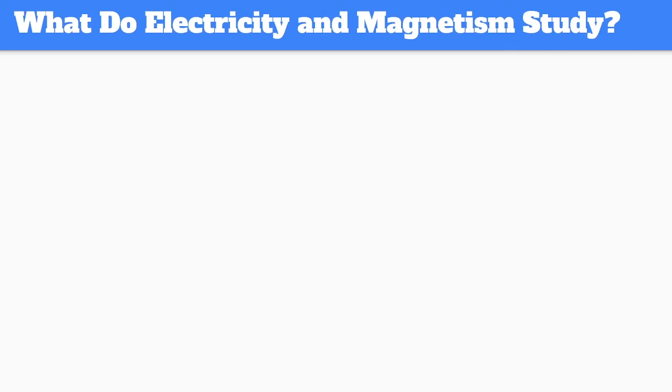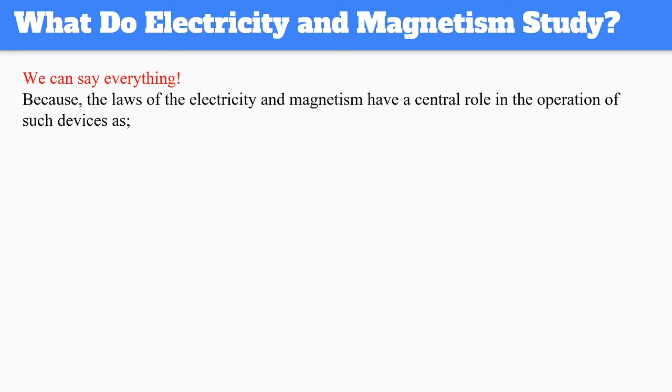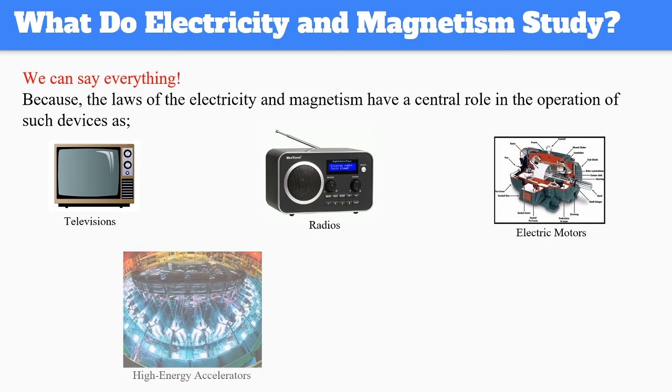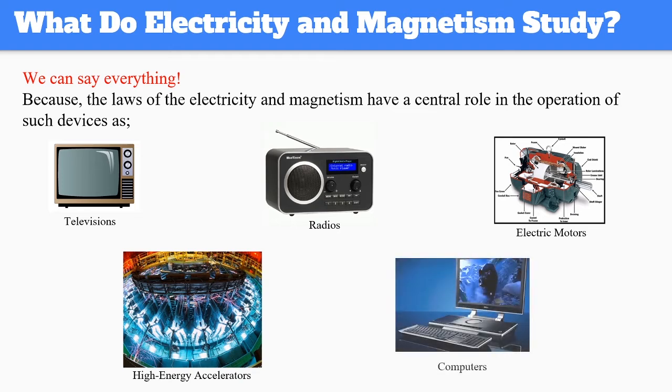So you can watch this video. It's basically anything that uses electricity, and that includes television, radios, motors. Motors are not just using electricity, they also use magnetism. High energy accelerators, the same way, they mainly use magnetism. And your computer, basically anything that you are using right now. Most of the things are electrical.